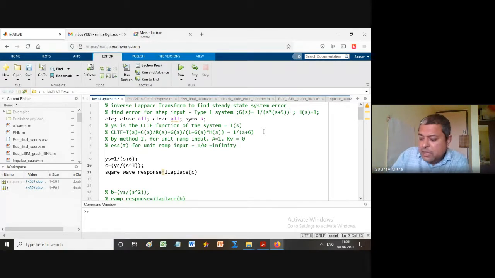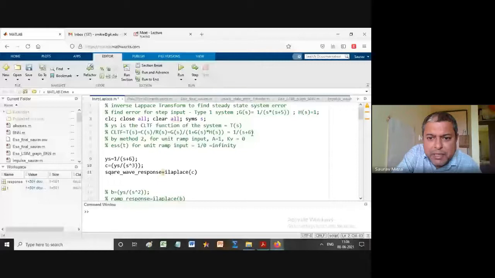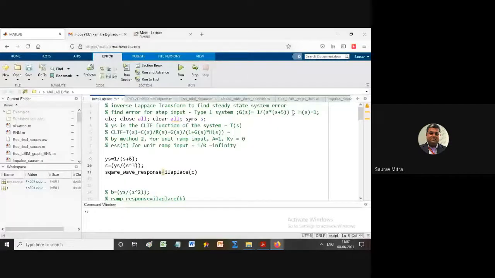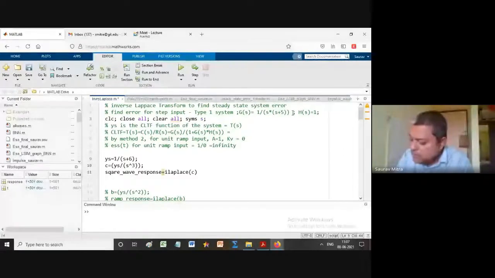Now our GS is 1 by S square plus 5S, or S into S plus 5, and HS equals 1. So what is GSHS? And what is TS? You have to find this first. How much can anybody find and tell me? GS is 1 by S square plus 5S. So TS is 1 by S square plus 5S divided by 1 plus 1 by S square plus 5S, that is 1 by S square plus 5S plus 1. Can anybody tell me what the closed loop answer is?